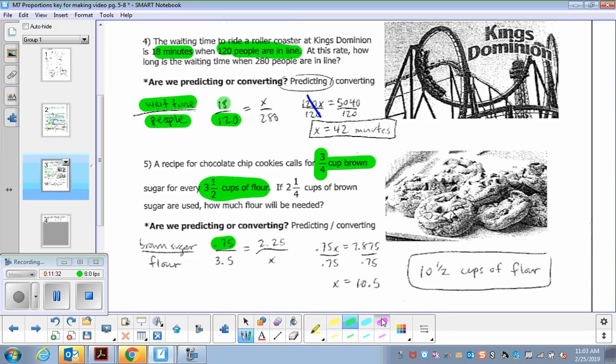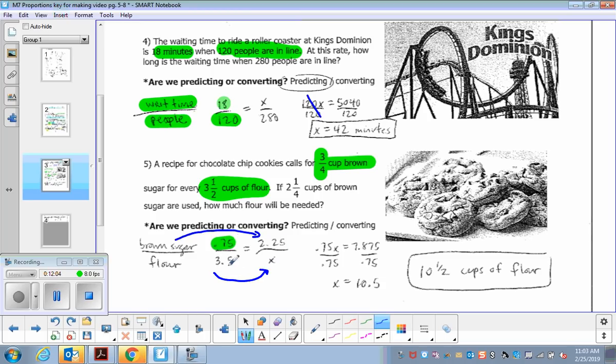And now what we're going to do is read that it's telling us if 2 1/4 cups of brown sugar are used, and brown sugar is in the numerator, so there's the 2 1/4, which is 2.25, we're going to use that to figure out how much flour is needed. So you can see that we're obviously using more brown sugar if it originally only called for 3/4 cups, and now it's calling for 2 1/4 cups. So we're going to need more flour, and let's figure out how much more flour we're going to need.